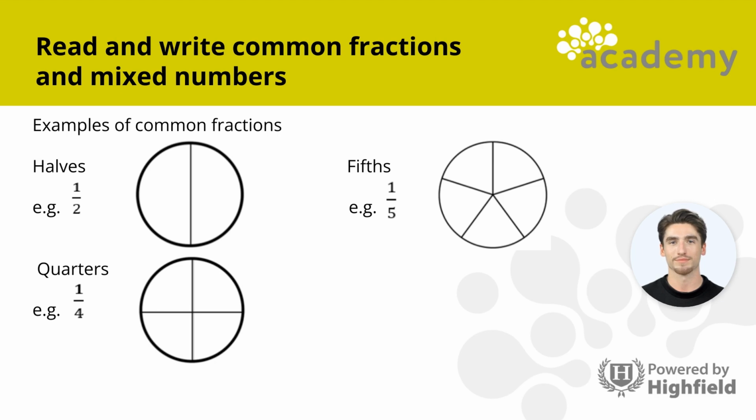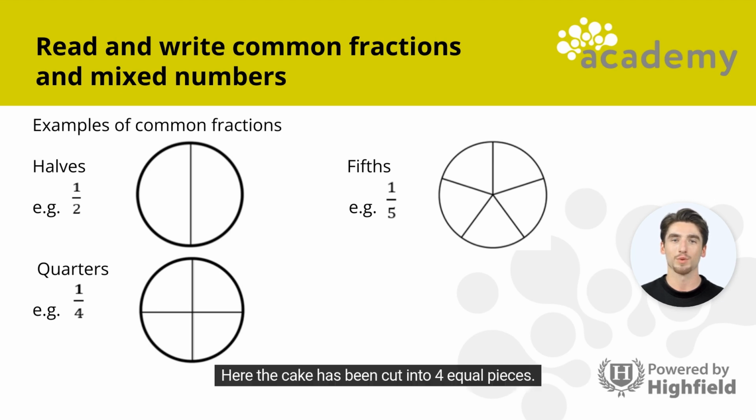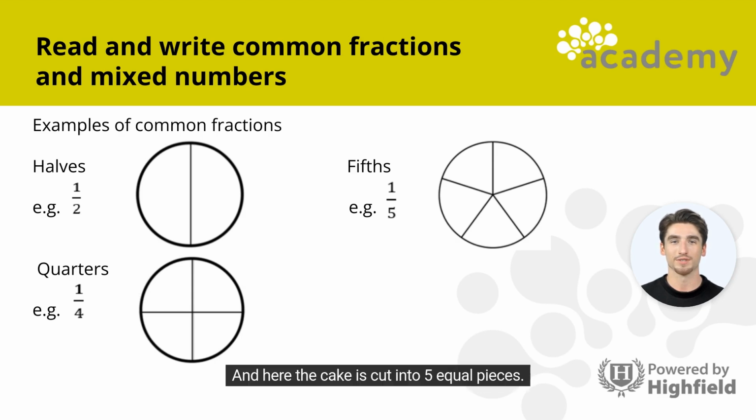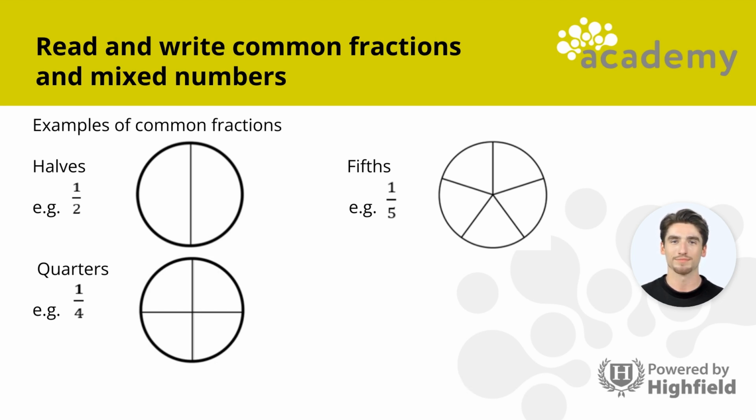Quarters. Here the cake has been cut into 4 equal pieces. We call each piece 1/4. To write 1/4, we write 1/4. Fifths. And here the cake is cut into 5 equal pieces. We call these fifths. To write 1/5, we write 1/5.